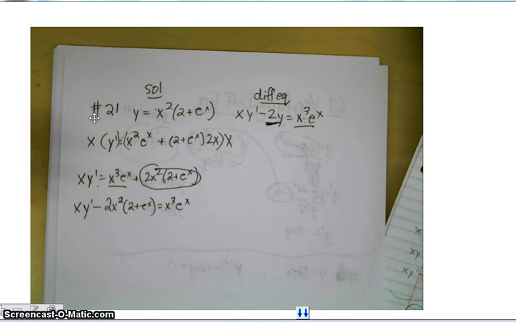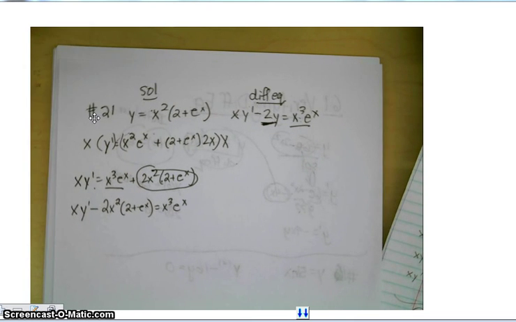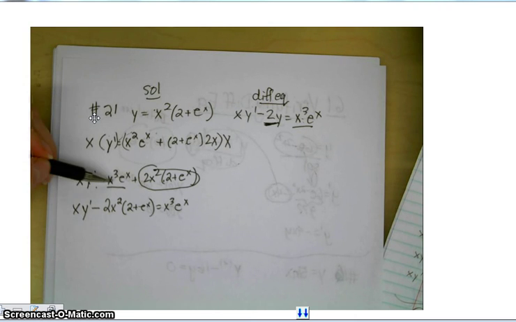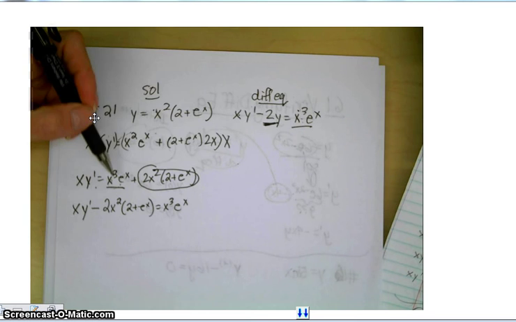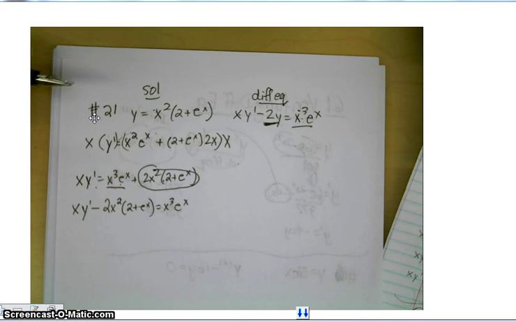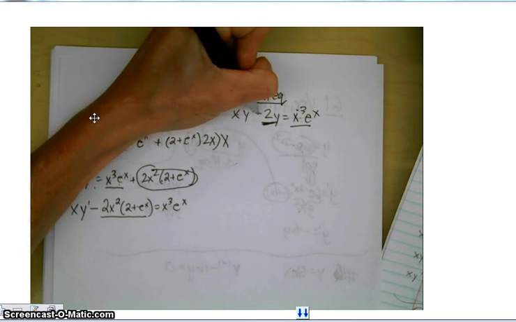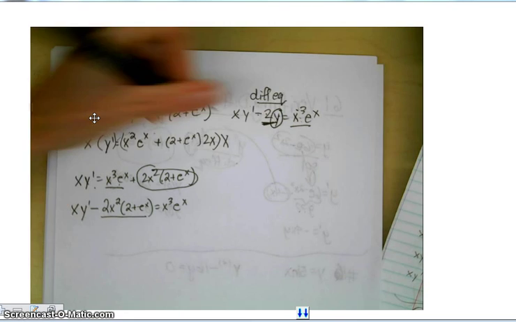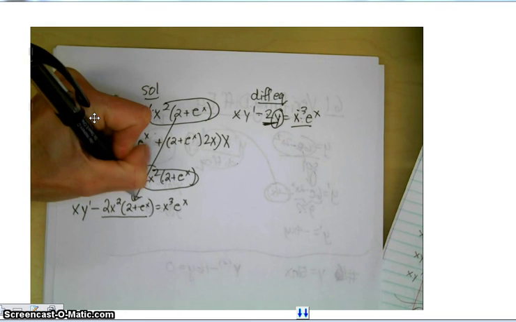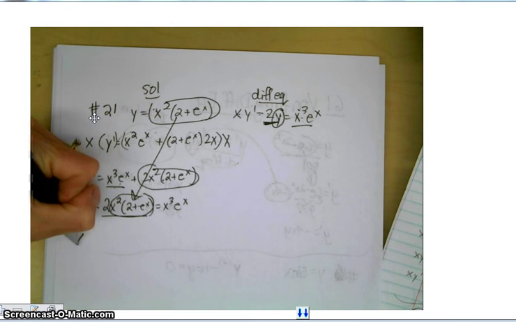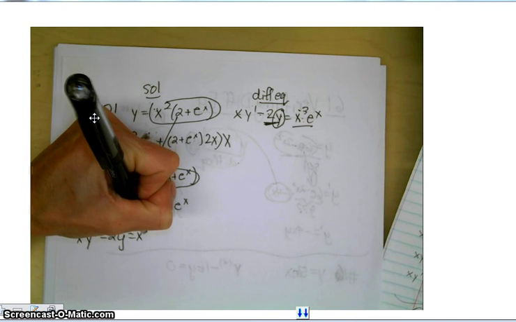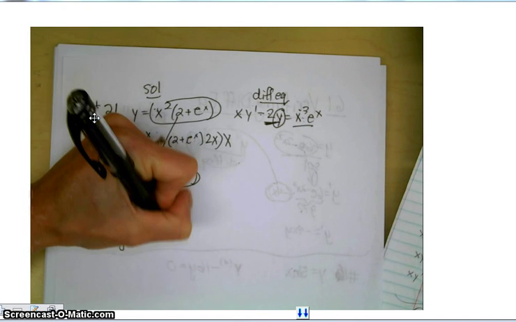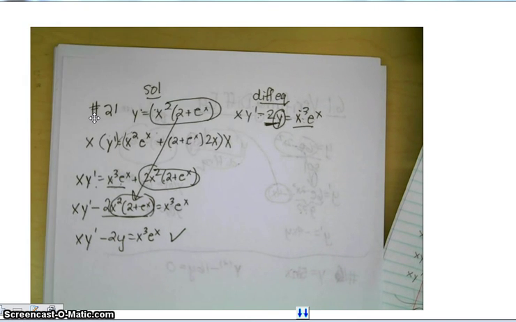So with a simple maneuver like, hey, I notice that the y prime is multiplied by x, I multiply both sides of my derivative by x, I then end up magically, kind of, that's just the way math kind of works sometimes, with these two matching up. Now I just need to see, is this that I have left negative 2 times y? So y was this right here, which is the same as that part with the 2 in front of it. So I can then say that this xy prime minus 2 times y is equal to x cubed e to the x, which then verifies that this is a solution to this differential equation.